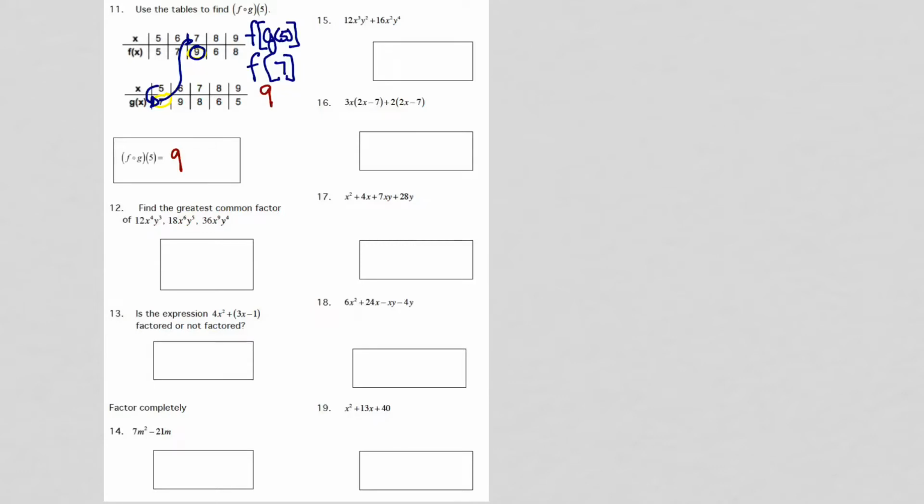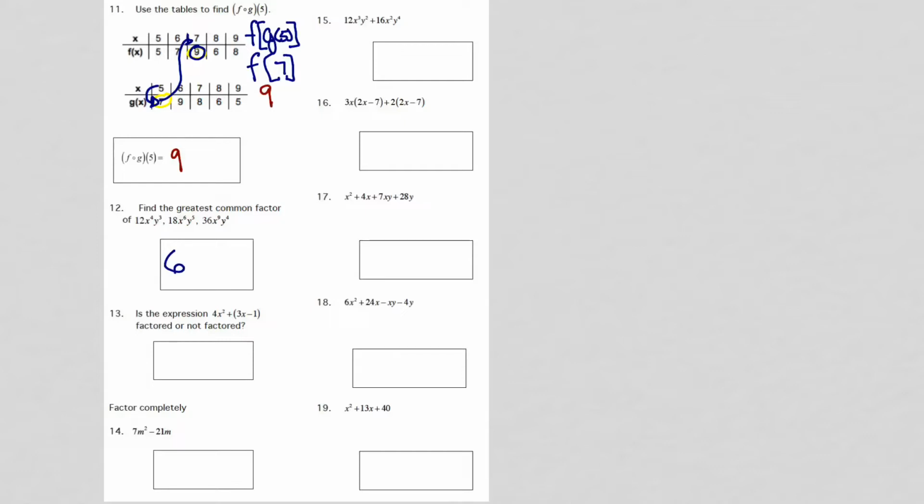And now here in problem number 12, we want to find the greatest common factor of these three terms. So we're going to look, first of all, at the biggest number that divides into 12, 18, and 36. Just from our knowledge of arithmetic, we know that that's going to be a 6, so we're going to write a 6.